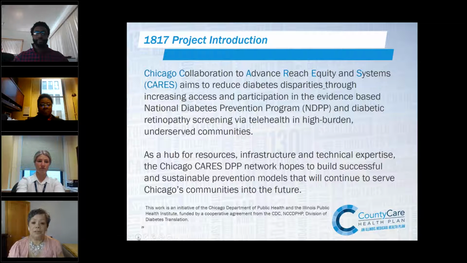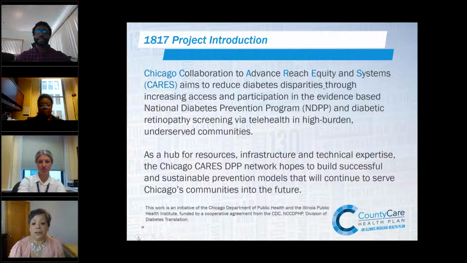The goal of the Chicago Cares project is to reduce diabetes disparities among Black and Latinx communities by expanding the number of diabetes prevention program providers in Chicago, thereby increasing the number of individuals participating in the CDC-recognized lifestyle change program. Through funding from the CDC, the Chicago Cares project works with partners across sectors to create access to the DPP and provide resources and technical expertise to support sustainable DPP models in Chicago.